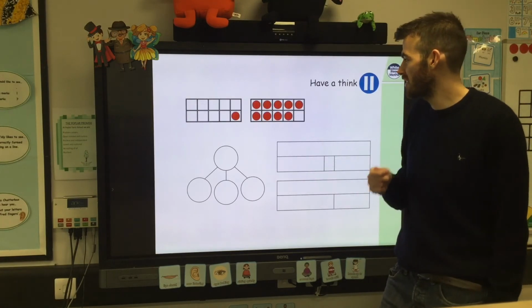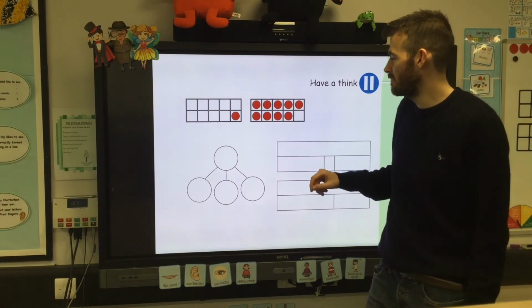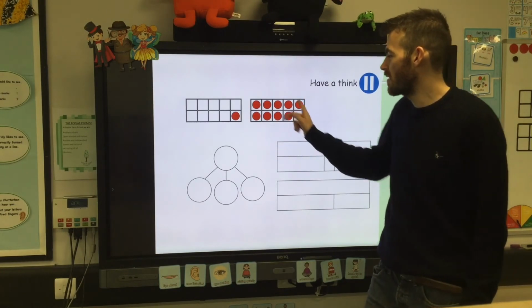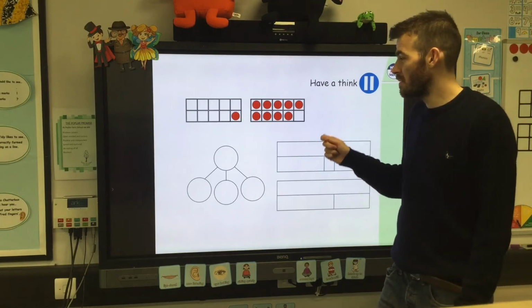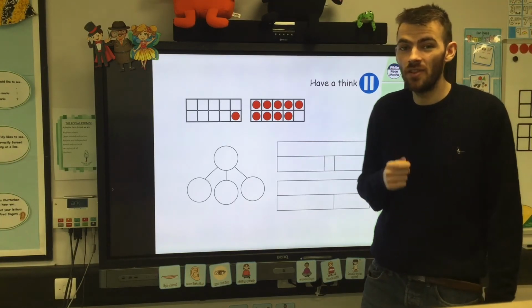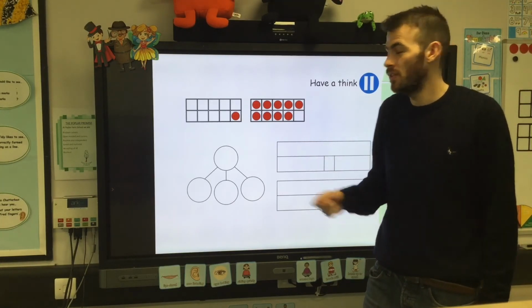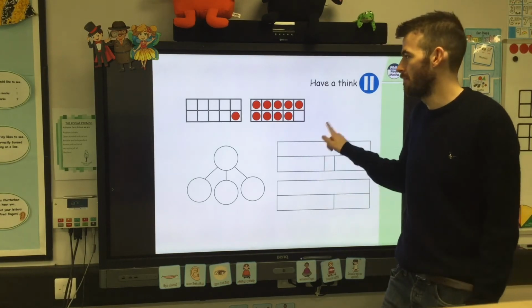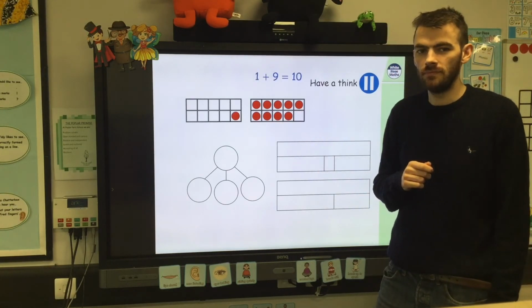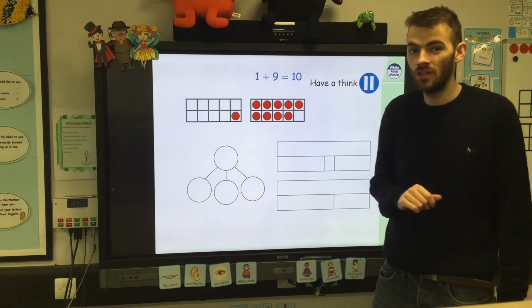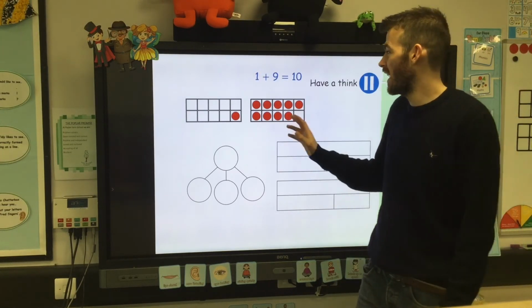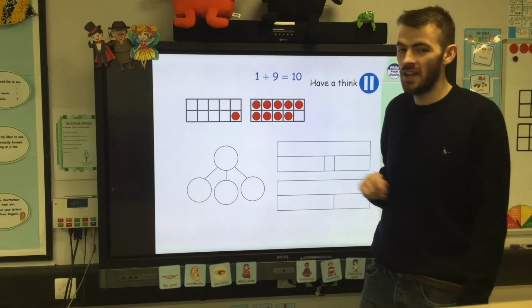Here we have another example. We have a 9 and a 1. We know that 9 add 1 will make 10. Can you stop the video and think about how we can use that to find the number bonds to 20 using 9 add 1 equals 10? Hopefully you figured out that we need to add 10 more to this to make 20, and we're going to add that either to the 1 or the 9.